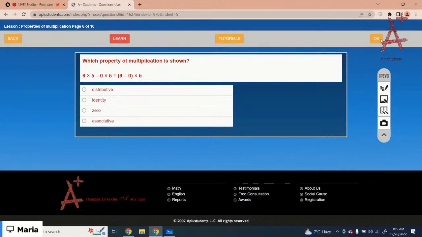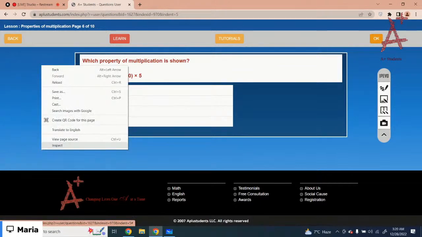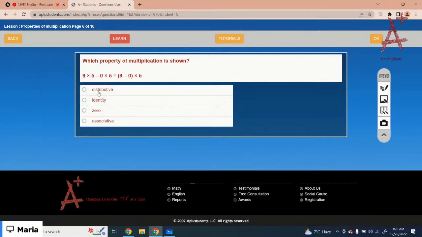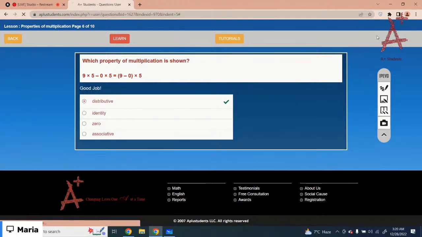Which property of multiplication is shown? You have two operations involved, subtraction and multiplication. So whenever you have more than one operation involved, it would be the distributive property. Got it? That is a very important key point for the distributive property. You have more than one operation involved in the expression. Got it? That means it would be the distributive property.